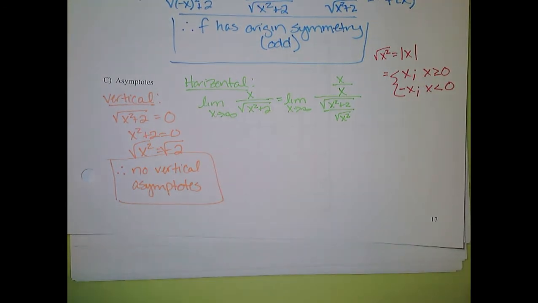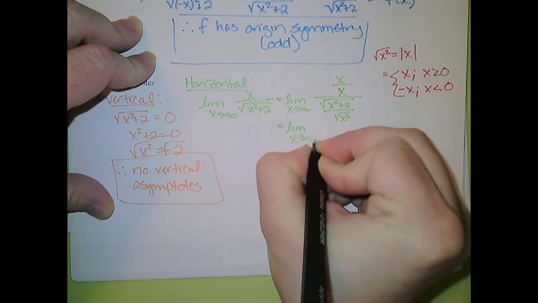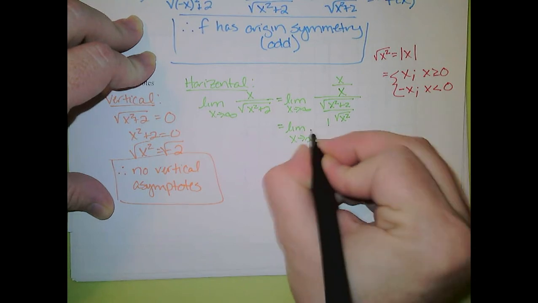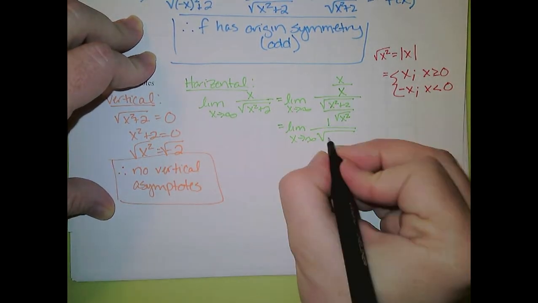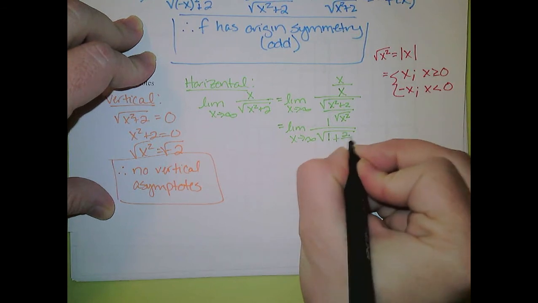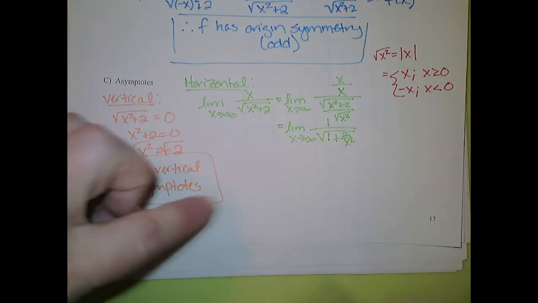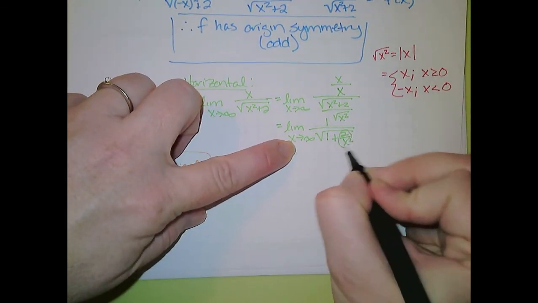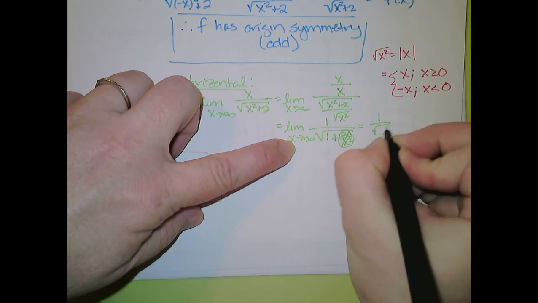So now I have the limit as x approaches infinity of x divided by x, which is 1, over the square root of x squared divided by x, which is 1, plus 2 over x squared. As x approaches infinity, this term approaches 0. So I have 1 over the square root of 1, which would be 1.